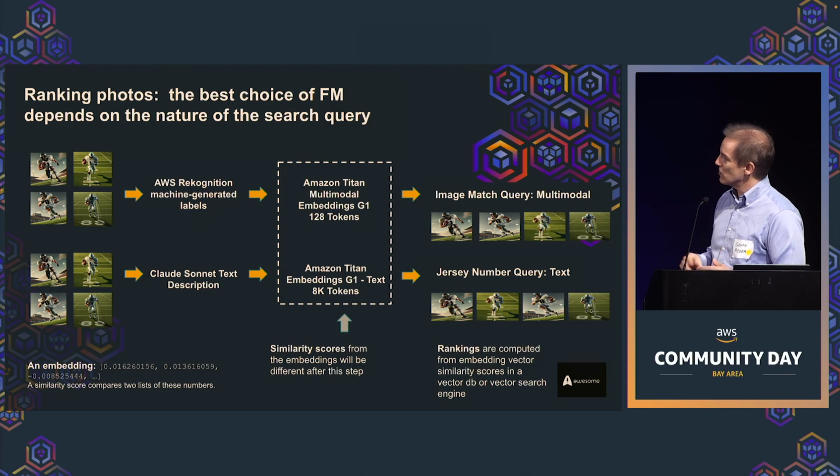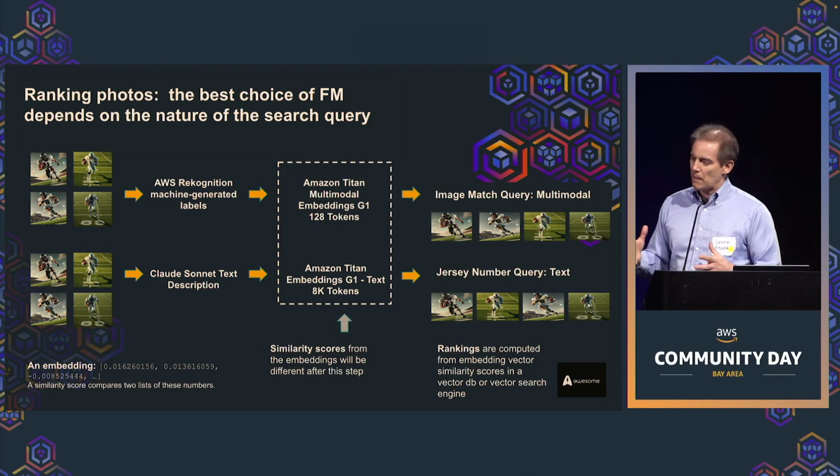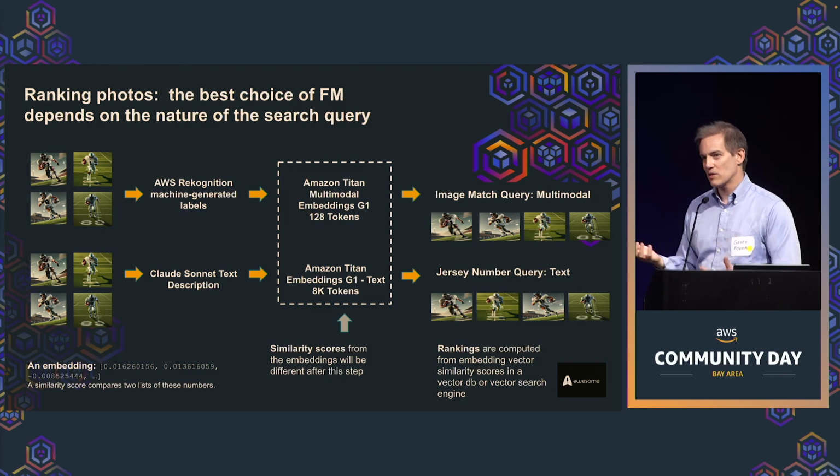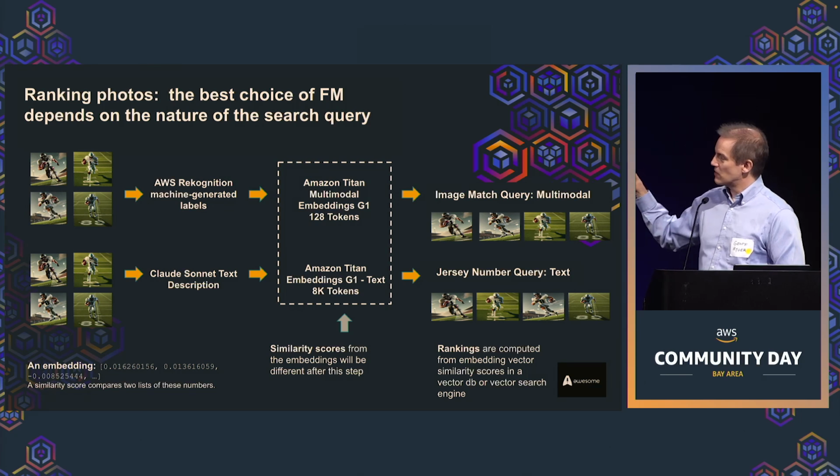But for some things, how do you weight that? How do you weight the text versus pixels? It's kind of a black box, and it's not fully under your control.